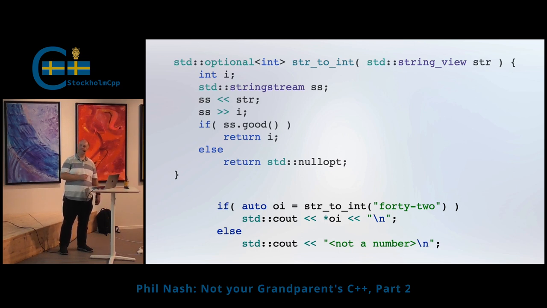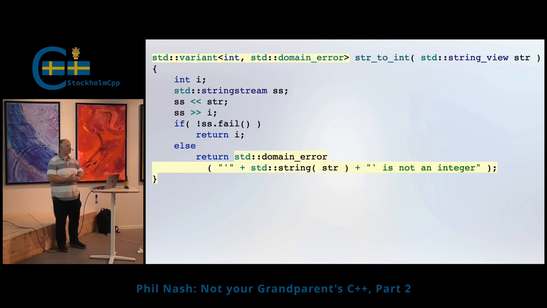But sometimes this is still not quite enough. Maybe you need to provide more information about why you couldn't produce that value. You know, was it just a bad integer? Was it close to it, or we don't know? In some cases, it's more obvious than others, but there's no way with optional to put any information on the error side. Now, in C++17, we did get std::variant, which you could use for this.